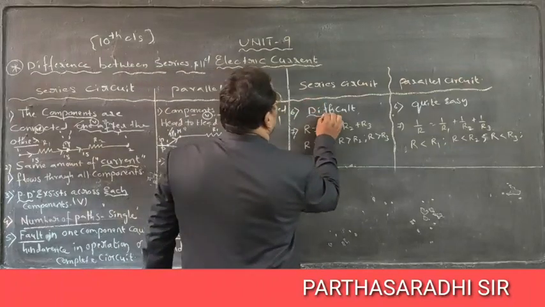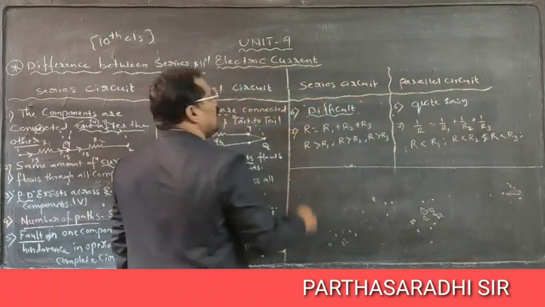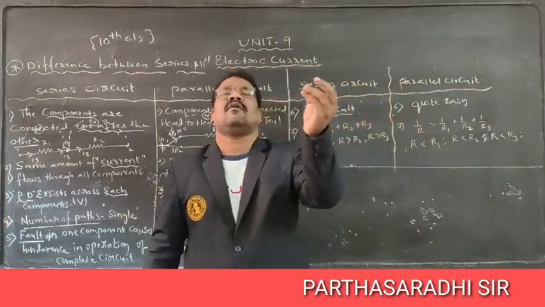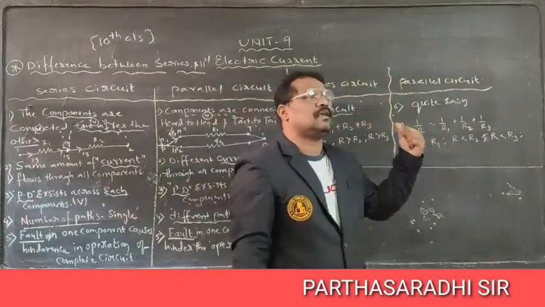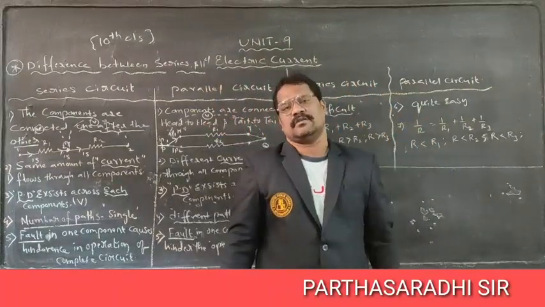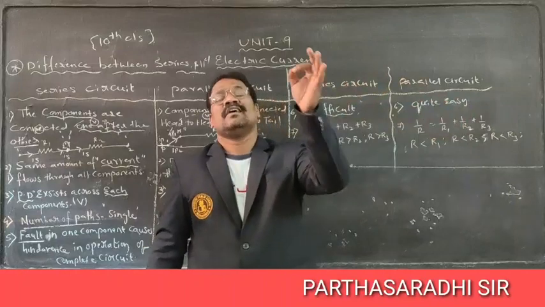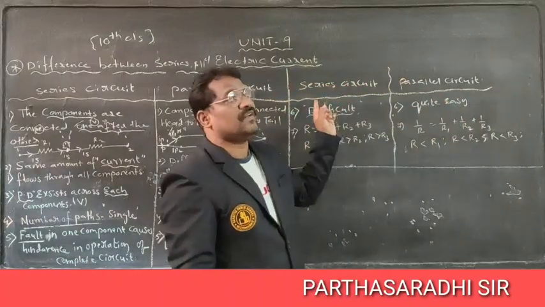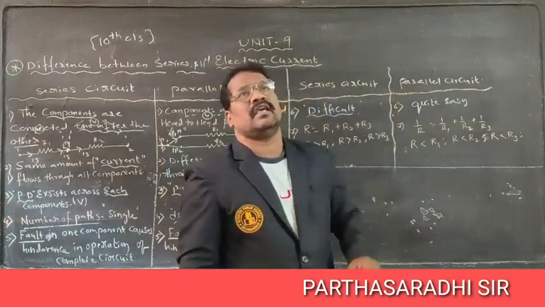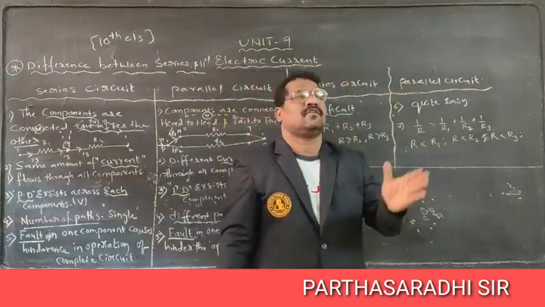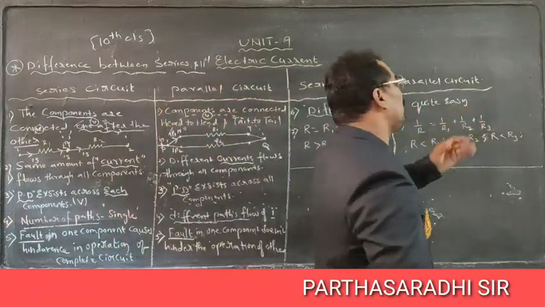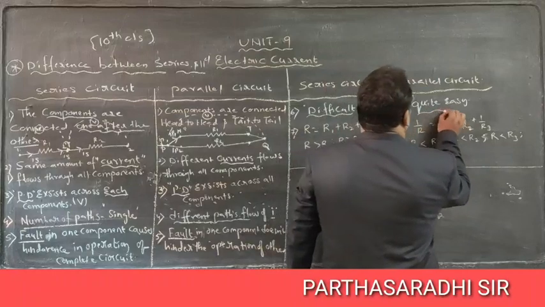If you come to series connection, it is very difficult. Why? In house wiring, if you connect all the circuits in series and one component is short circuited, the total house doesn't get any current. So series connection will be much more difficult for us. But whereas parallel connection is quite easy. If any one of the components is short circuited, the remaining components can keep working, and there won't be any problem. It is a quite easy process.